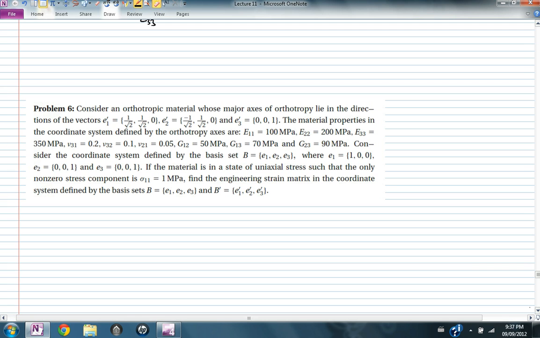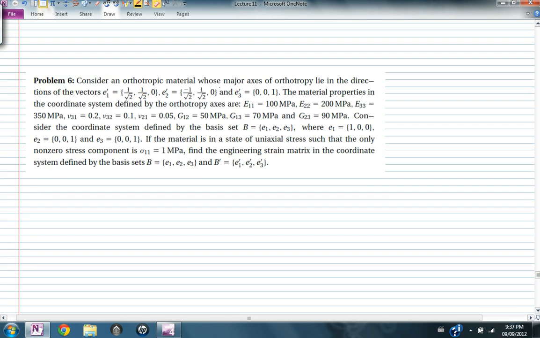So for this problem, we are considering an orthotropic material whose major axes of orthotropy lie in the direction of the vectors E-1, E-2, E-3. So everything is happening in this basis. All the relationships between the stress and the strain are given in this basis set. So when I write the relationship between the stress and the strain, I'm writing the relationship between sigma prime and epsilon prime.